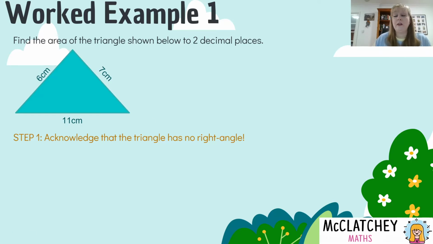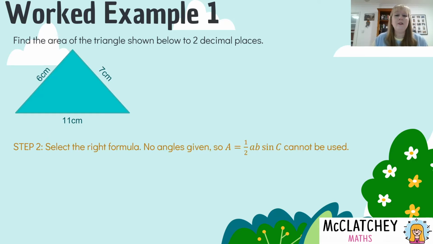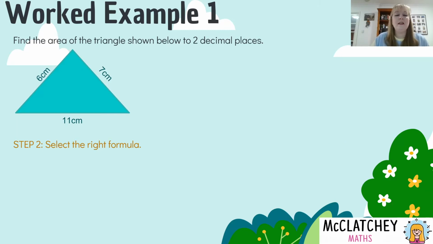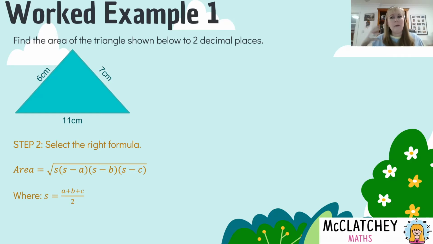So we simply need to recognize it's got no right angle, which means we need a different strategy. Firstly, we need to select the right formula. Once again, we know we've got no angles, so we can't use that area formula we've already talked about. So we've got to select Heron's Rule in this situation. Knowing which formula to select in which situation is a really important skill.